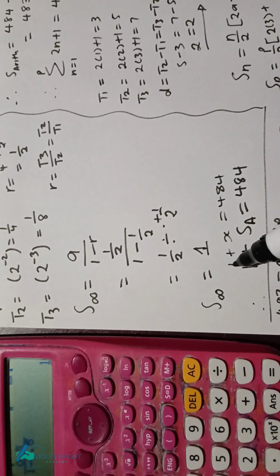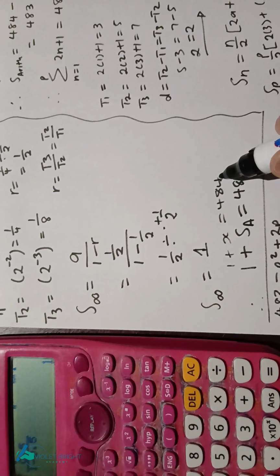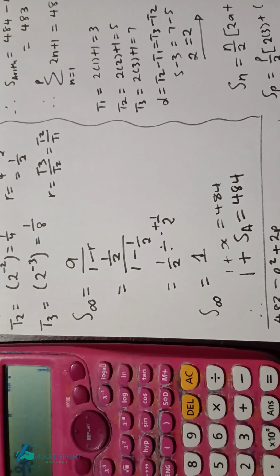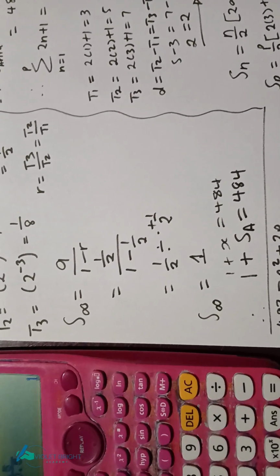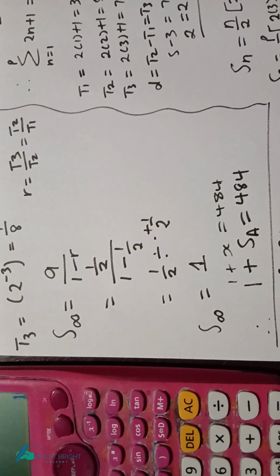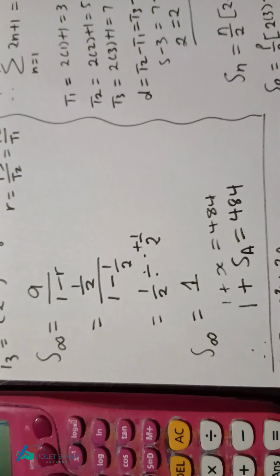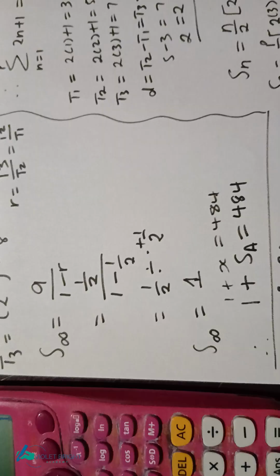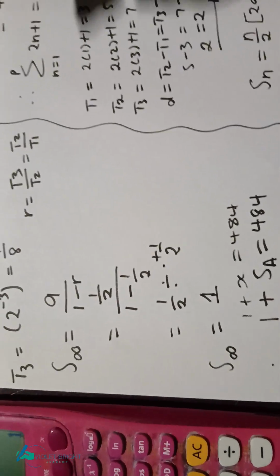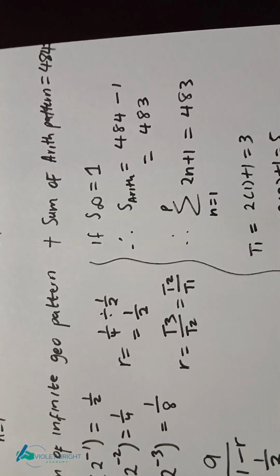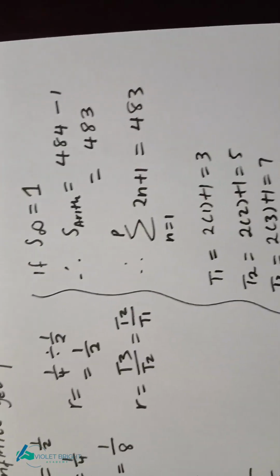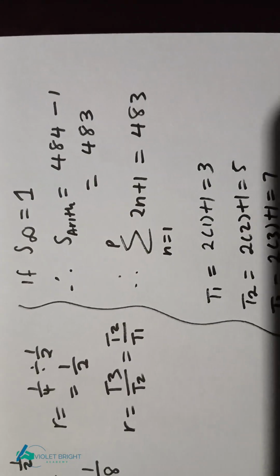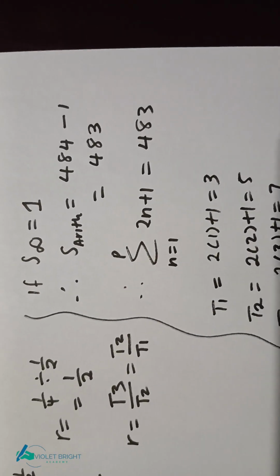We take that to the other side and it subtracts, it becomes 483, which will be the value of the sum of this arithmetic sequence here. Now let's go to this side. Now this is just that simplified.